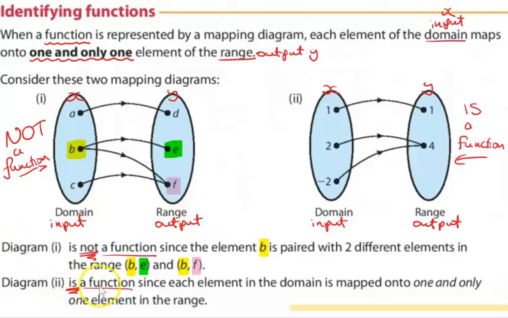Diagram 2 is a function. Okay, so diagram 2 is a function, since each element in the domain is mapped onto one and only one element in the range.